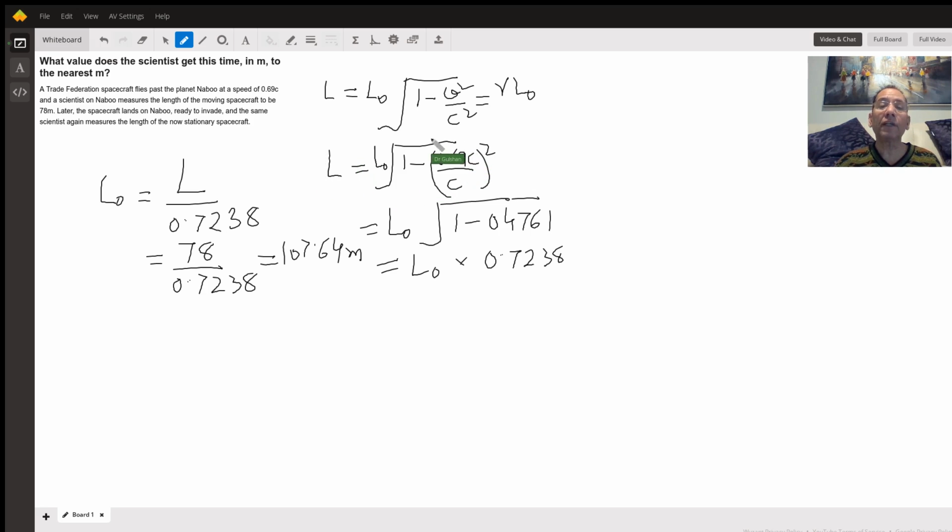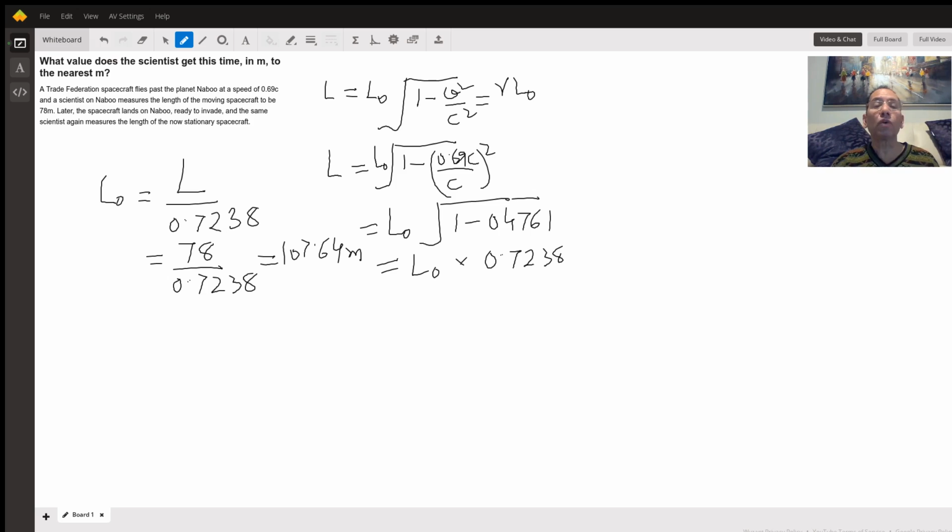Why? Because this factor, gamma, is the square root of 1 minus v squared by c squared, where v is the relative speed with which it's moving, and c is the speed of light. So this factor has a maximum value of 1, but for any value of v, it will have a value less than 1. So gamma is at most 1, but it is less than 1 for any moving object.